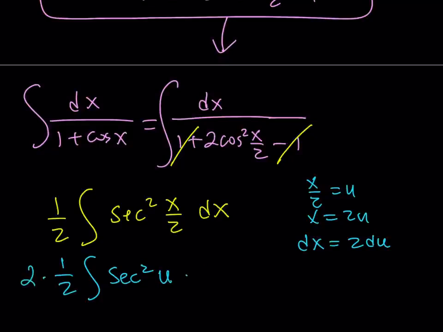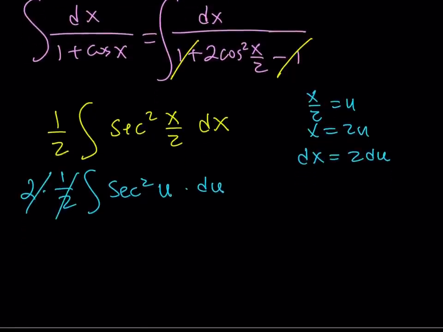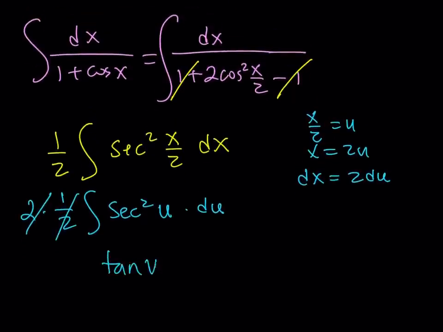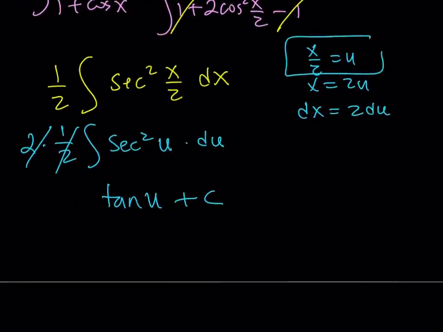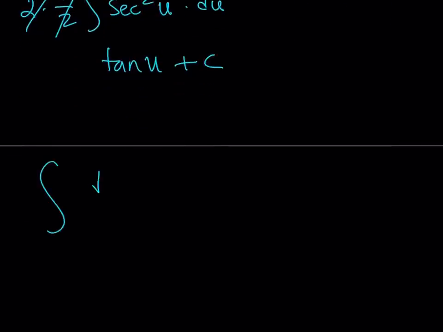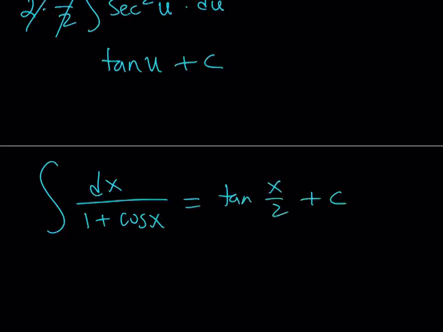But I can pull out the 2 here and put it there, which means that the integral of secant squared is just going to be tangent u plus c. Again, don't forget the constant, and this constant doesn't have to be the same as another constant, but anyways, this is going to be the result. But u is equal to x over 2, so I can just go ahead and back substitute, and this gives me the integral of dx over 1 plus cosine x, one more time, as tangent x over 2 plus c.